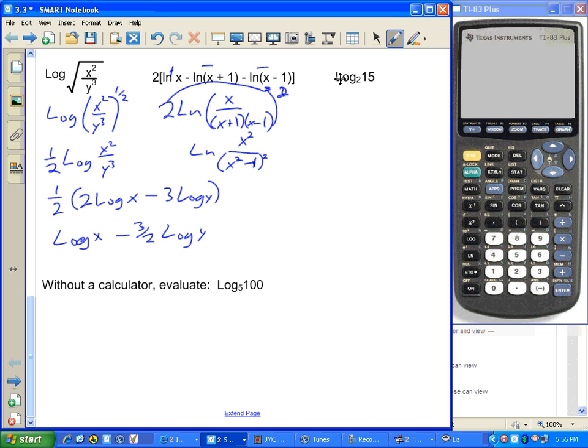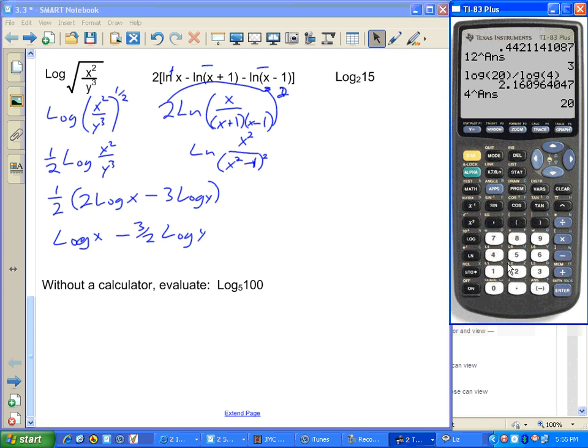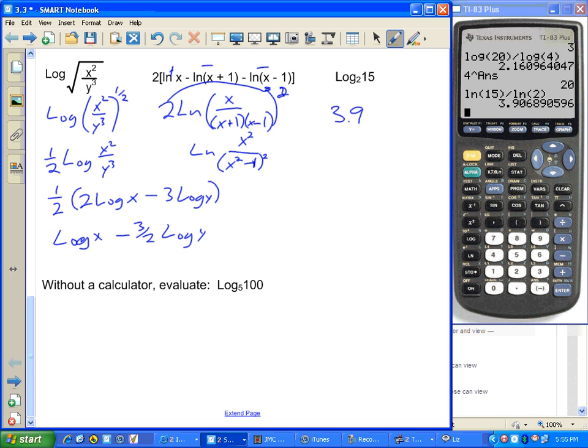That's fine too. This one, use my base change formula again. This time I'll use ln. So I can do ln of 15 divided by ln of 2. And I get 3.907.